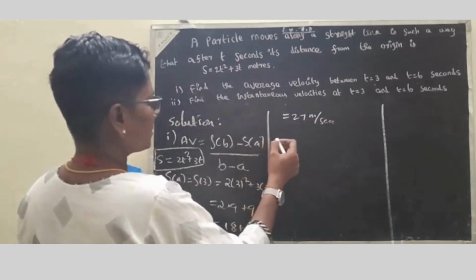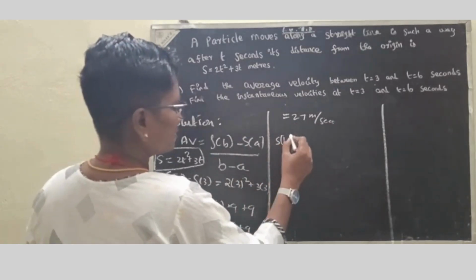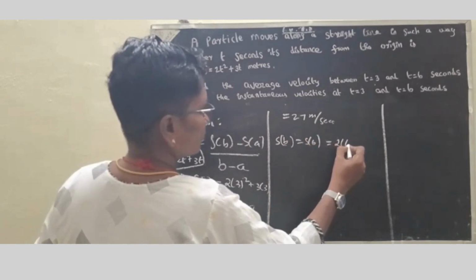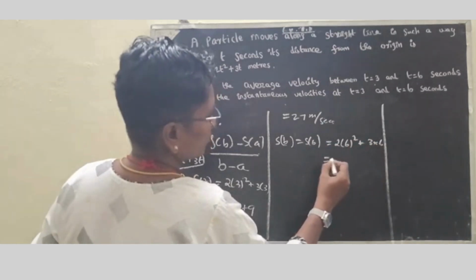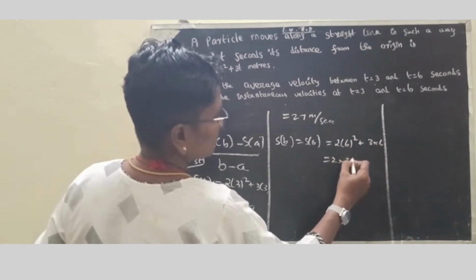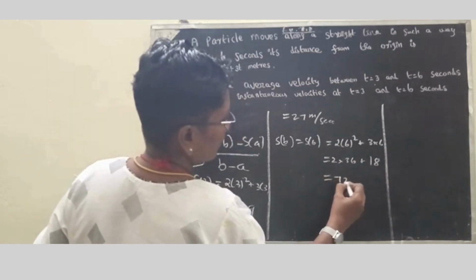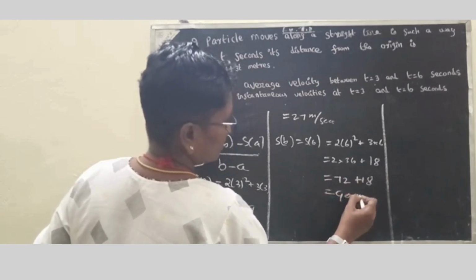The next one is s(b), which is s(6), equal to 2 × 6² + 3 × 6, which is 2 × 36 plus 3 sixes are 18, so 72 + 18, which is equal to 90 meters.